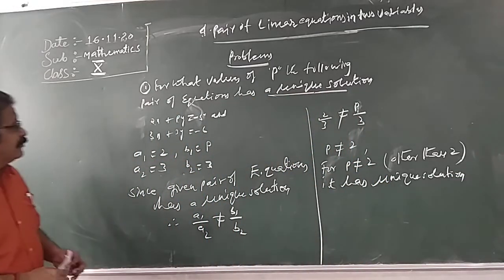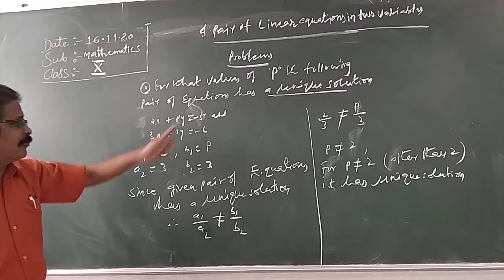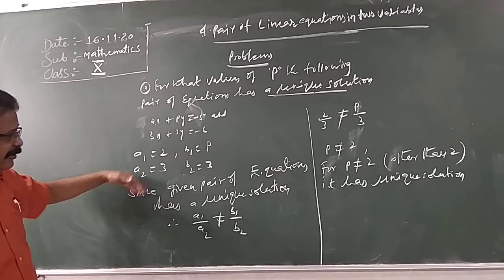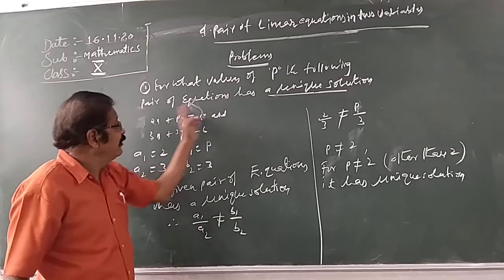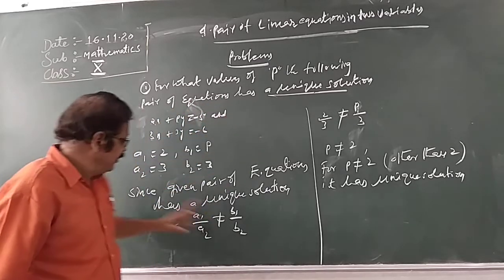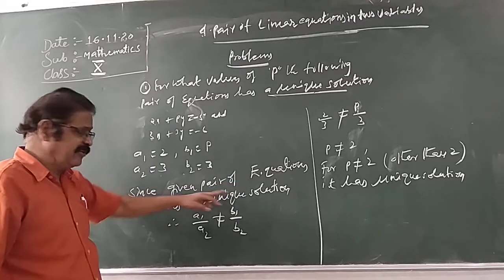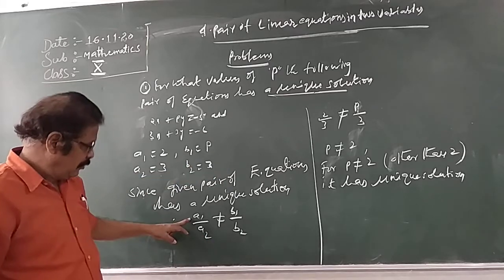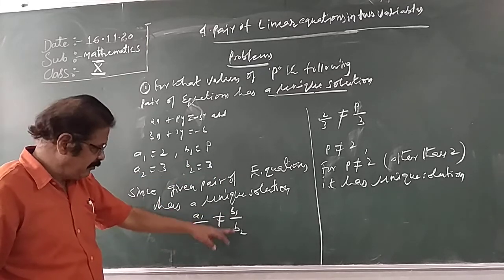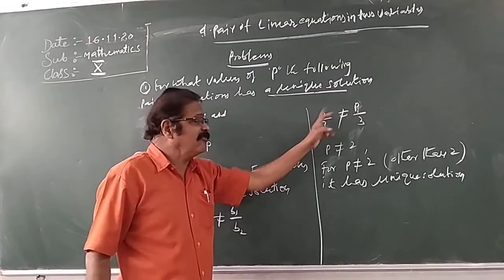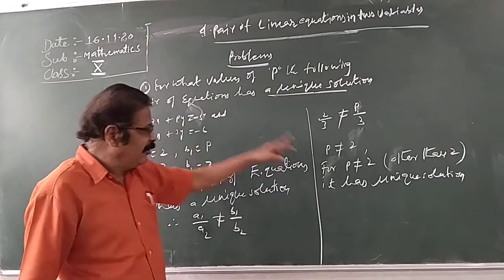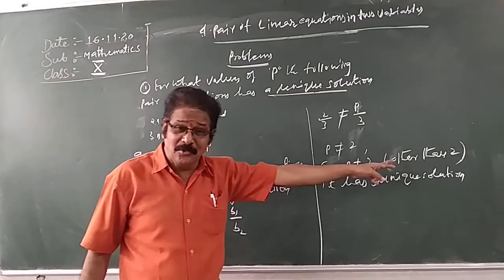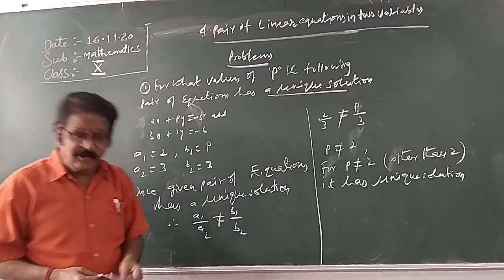So the given pair of linear equations are 2x plus 3y equal to minus 5, 3x plus 3y equal to minus 6. What is given here? Just write down the coefficients a1, a2, b1, b2. Now what is the condition here? The pair of linear equations has a unique solution, which means a1 by a2 is not equal to b1 by b2. a1 is 2, a2 is 3, is not equal to b1 by b2, which is p by 3. So p is not equal to 2, meaning for p other than 2, it has a unique solution. I hope you understood.